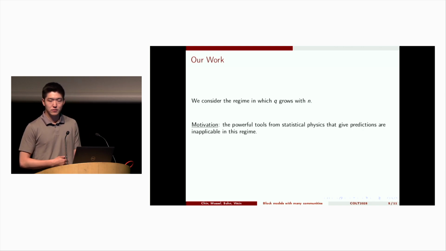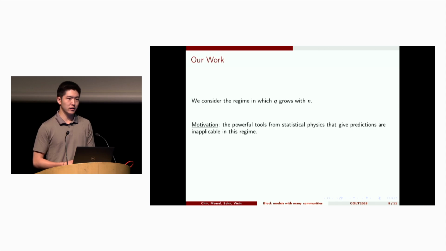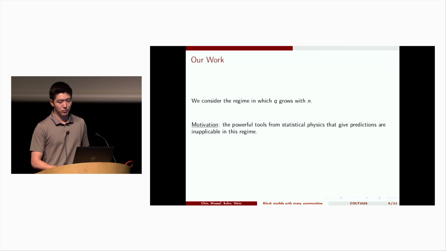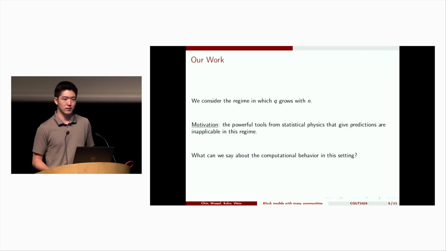One of our motivations for studying this variant is that the statistical physics tools, which gave these nice conjectures, don't really apply to this setting, and so we don't have the same conjectural picture to work from. Really, the statistical physics gave us inspiration for mathematical analysis, and we want to see what the mathematical tools that were developed can say in this new regime.